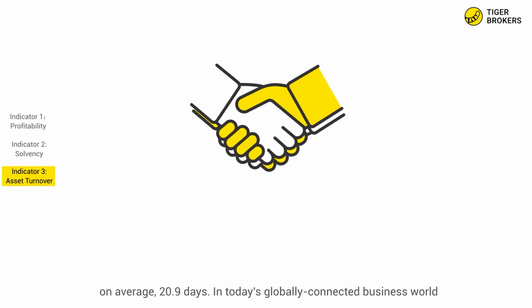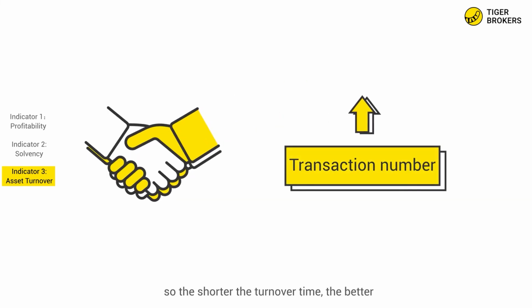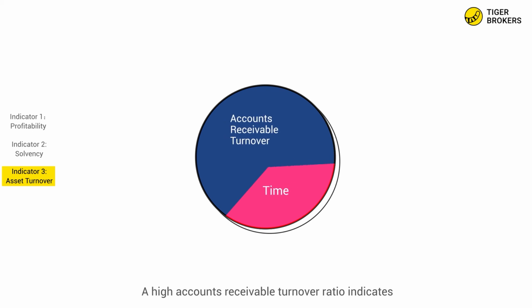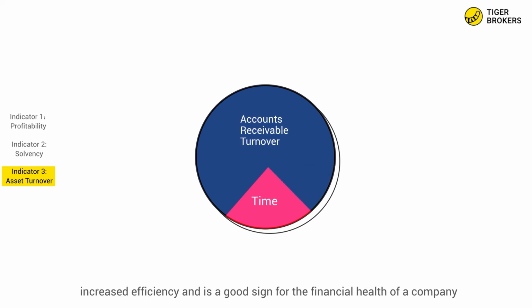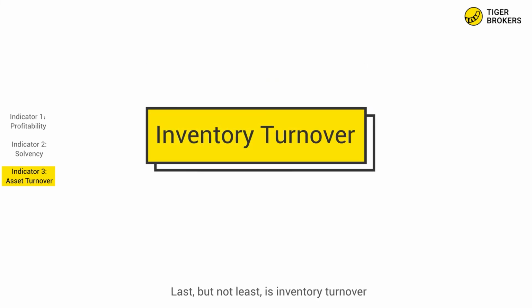In today's globally connected business world, it pays to be quick. So the shorter the turnover time, the better. A high accounts receivable turnover ratio indicates increased efficiency and is a good sign for the financial health of a company. Last but not least is inventory turnover.